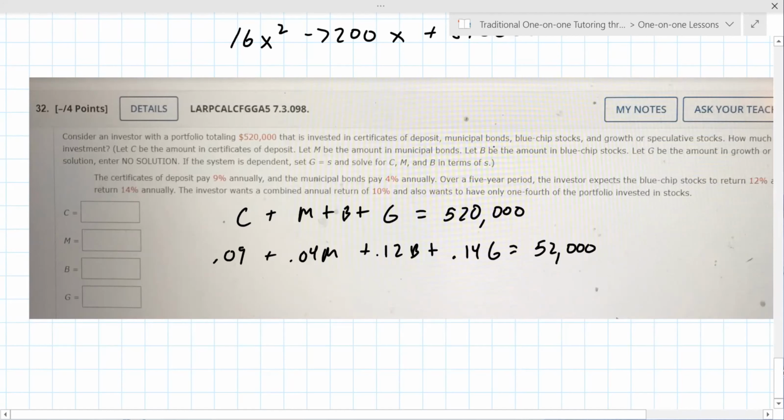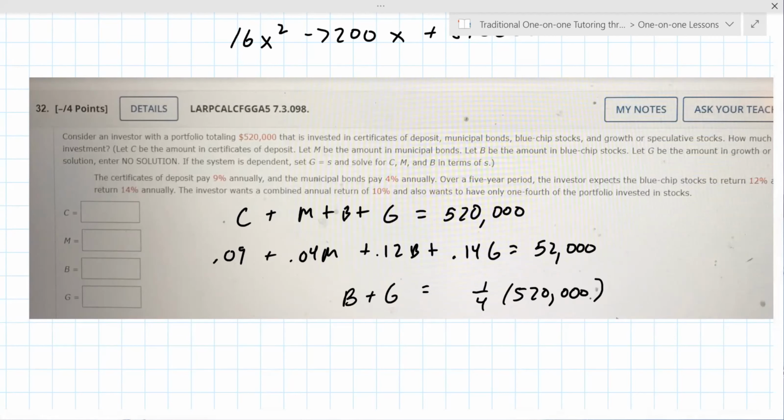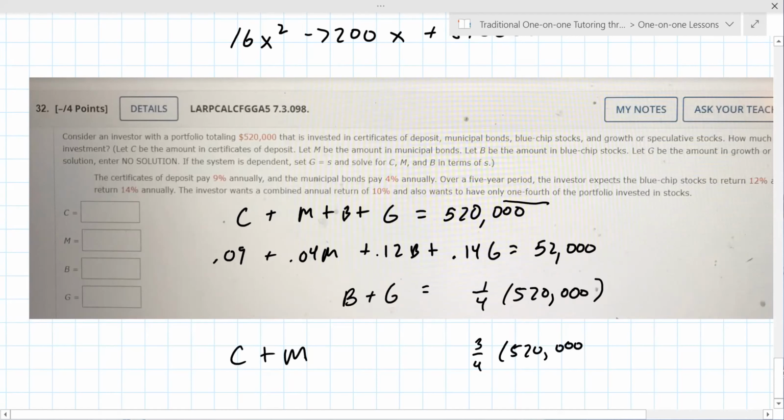Okay. Now they want only 1/4 of the portfolio invested in stocks. So which are the stocks? So that's B and G. So they want B plus G to equal 1/4 of the 520,000. And this is where maybe you got stuck, maybe not. But this means that 3/4 of it has to be invested in the other stuff, the C plus M. Got it. Okay, so this should give you enough to solve it.